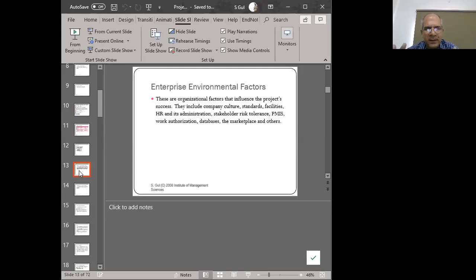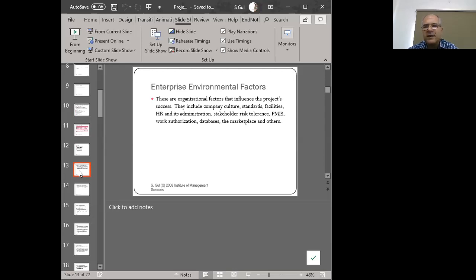One is the enterprise environmental factors, right? We have to take these into consideration all the time. Now, what do we mean by enterprise environmental factors? Well, these would include the culture of the organization. What do we mean by the culture? Well, is it a sort of a closed culture? Is it an independent culture? Is it an autocratic culture? Is it a bureaucratic culture?